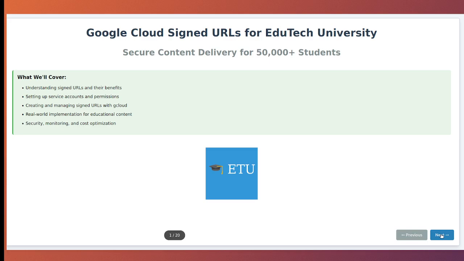Think of a signed URL as a temporary, secure pass to access a specific file, like giving someone a visitor badge that expires after a certain time. This ensures only authorized students can access materials during their enrollment period.